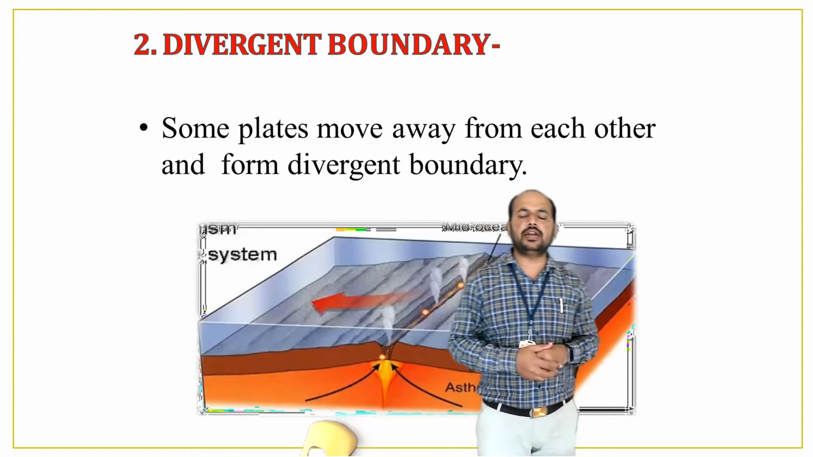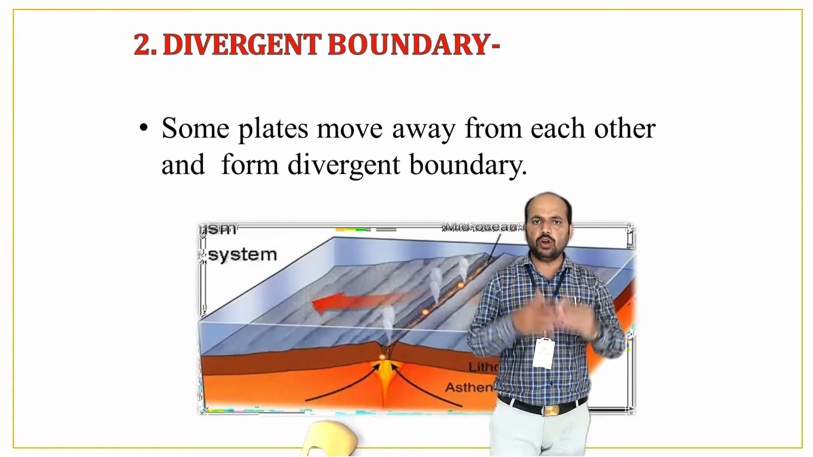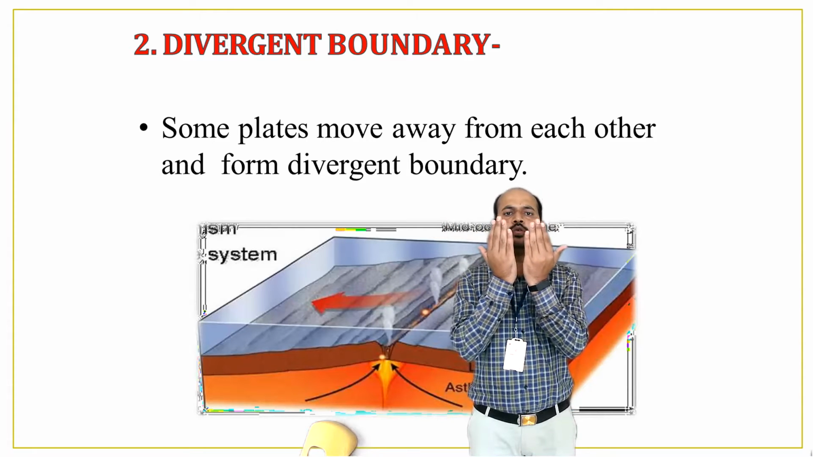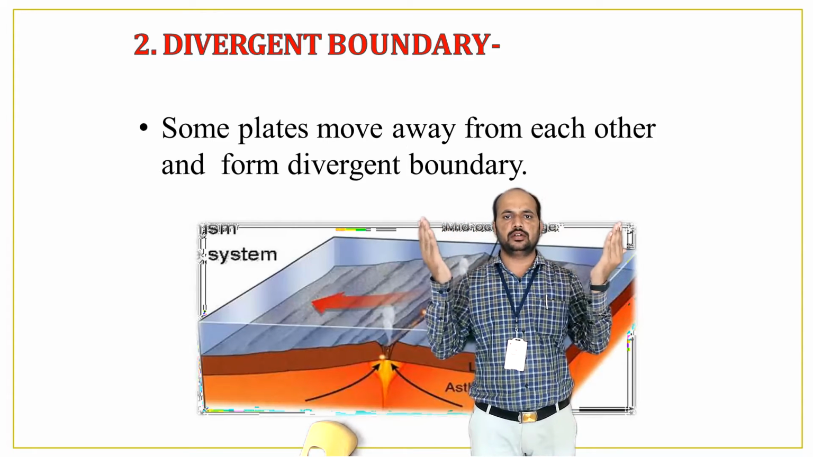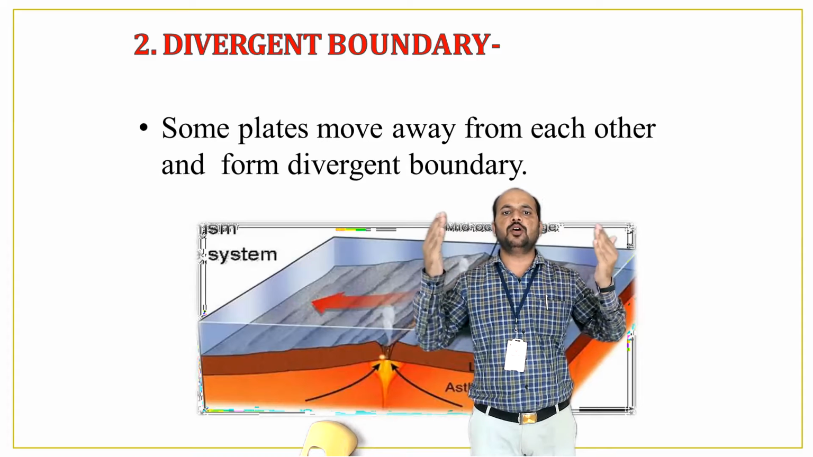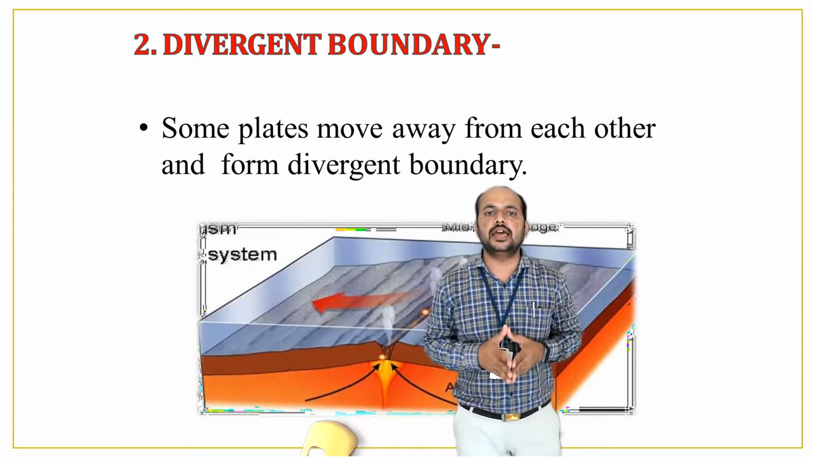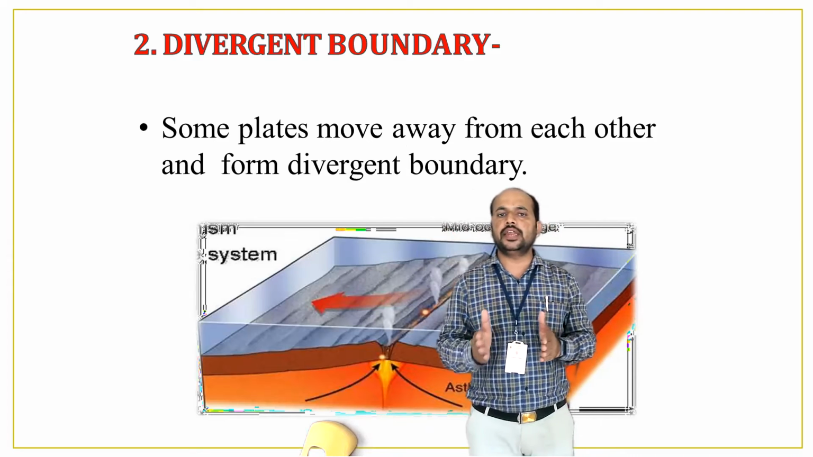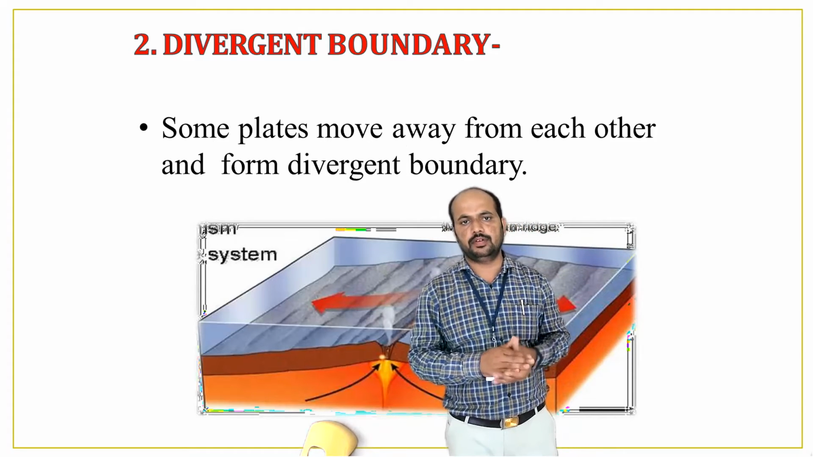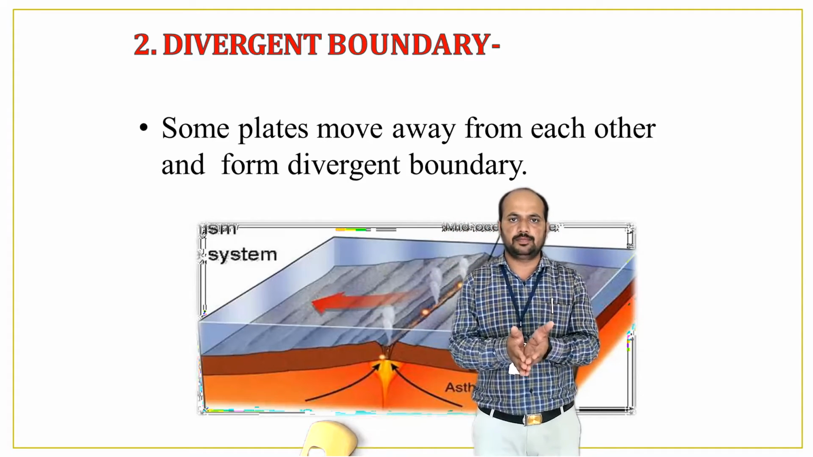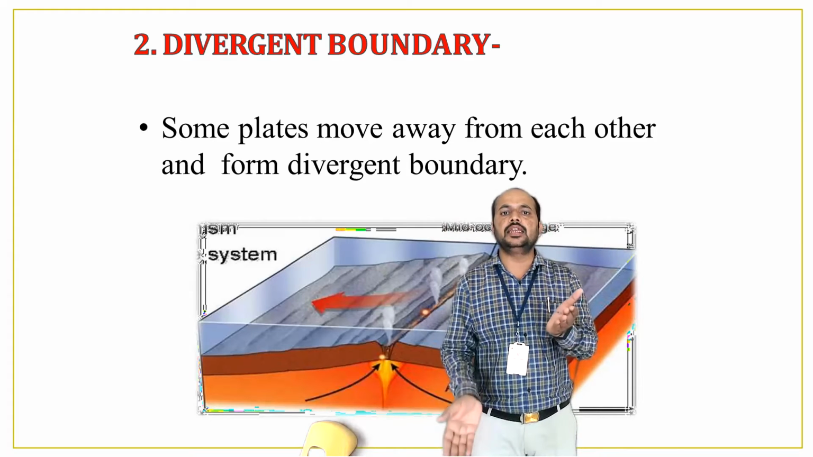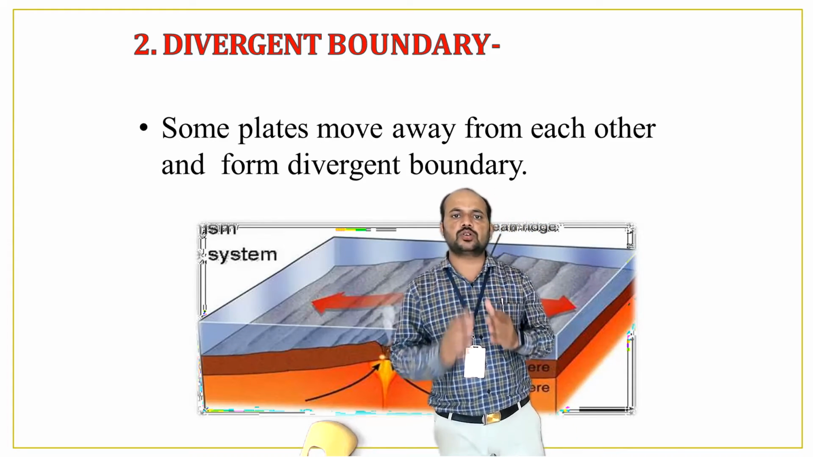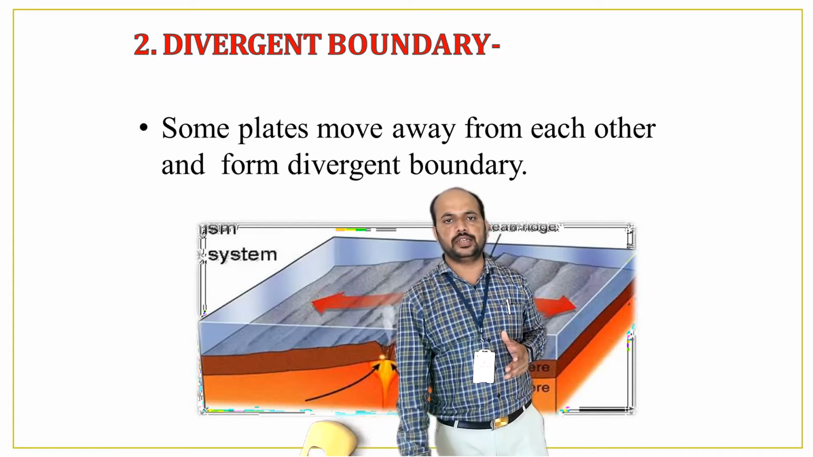Now, second, we have a divergent movement. What happens in the divergent movement? When these 2 plates move away from each other, that time the boundary formed is called a divergent boundary. Generally, in this divergent movement, volcanic eruption takes place. Whenever it gets space between the plates, it erupts. The volcano erupts. So this is called divergent boundary.